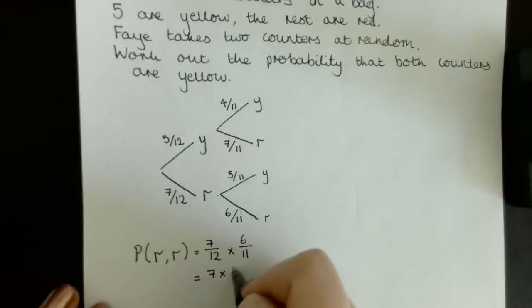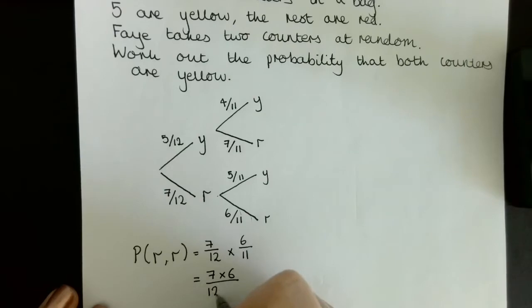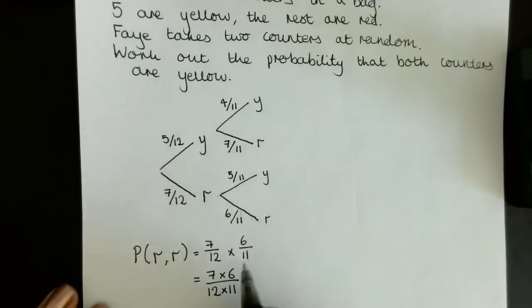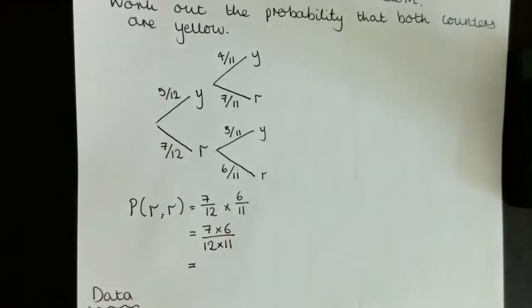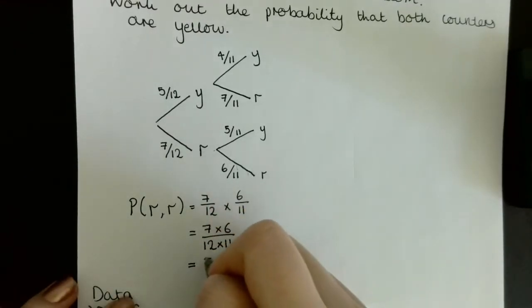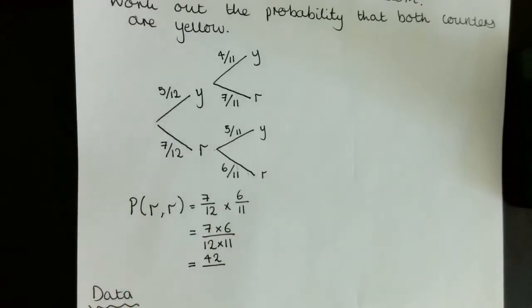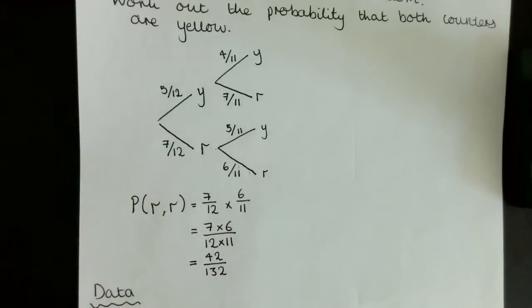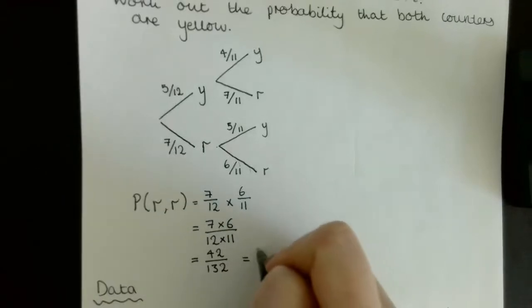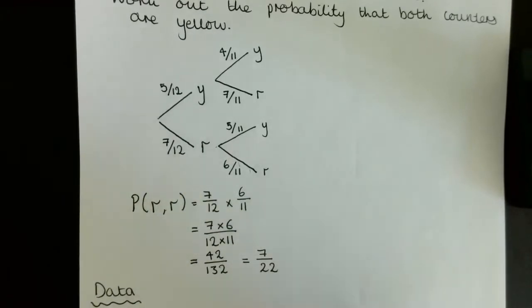Now, you don't actually need a calculator to do this. When we're multiplying fractions, we're multiplying the numerators together and the denominators together. 7 multiplied by 6 is 42. 12 multiplied by 11 is 132. You can leave your answer as a fraction, and this simplifies to 7 over 22.